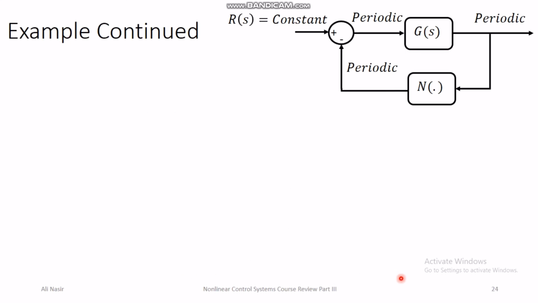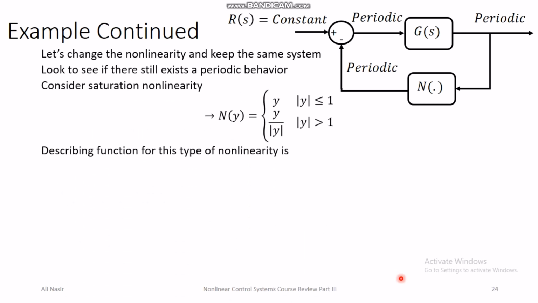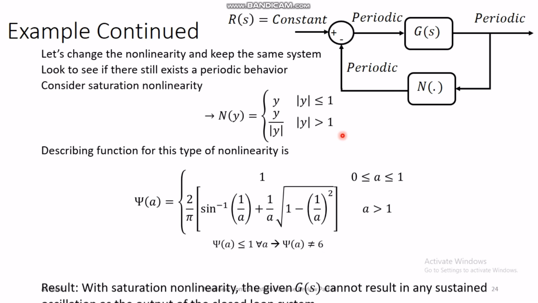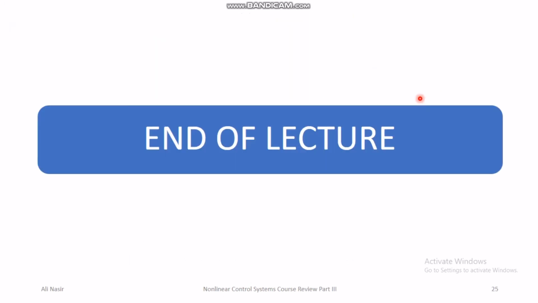And then we look at the same transfer function but a different feedback nonlinearity, the saturation nonlinearity, and for that we look at the result, and the result says that it's not possible for this system to have a periodic solution. So that was the third part of the course review for nonlinear control systems.